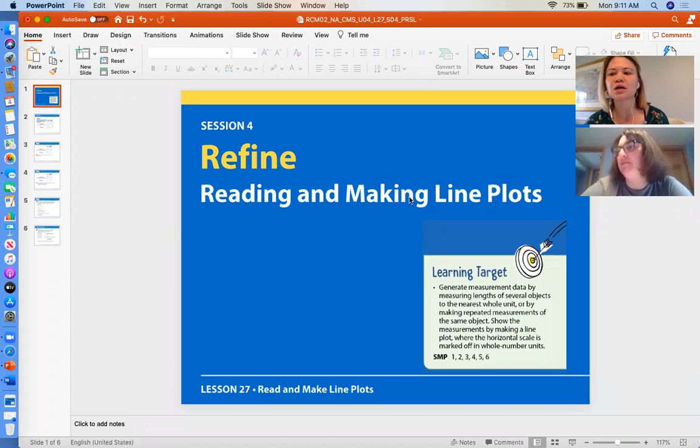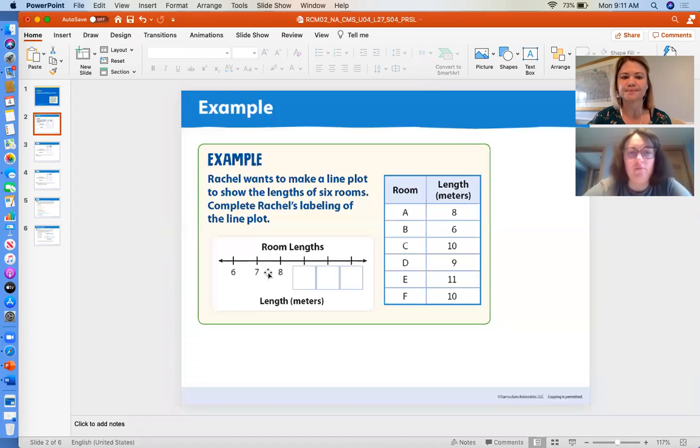Today we are going to continue reading and making line plots. We're going to use our answers today to solve problems and discuss what that data is showing us. So let's take a look at the first problem.